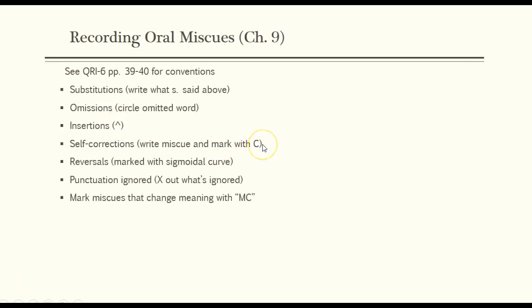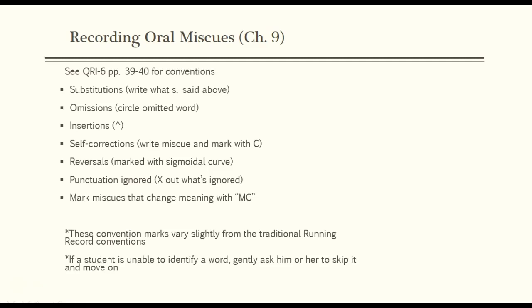Self-corrections, you mark that with a C. Reversals, you do a little sigmoidal curve around the two words reversed. Punctuation ignored, you can X out what's ignored, but that's not counted against them. Miscues that change the meaning, you can mark with MC. So these conventions vary slightly from traditional running record conventions.